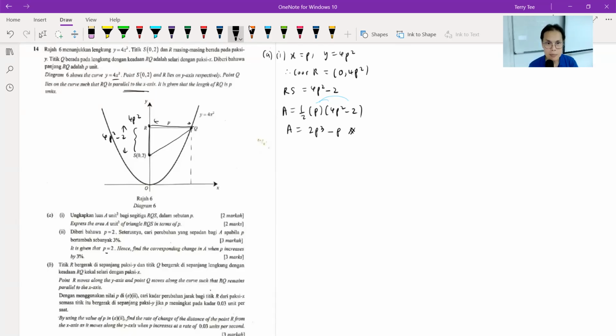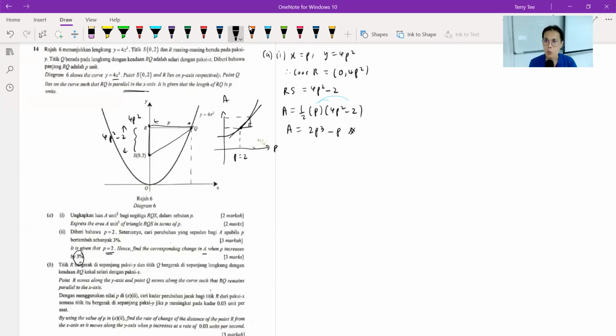Now, it is given that P is 2. Hence, find the corresponding change in area A when P increases by 3%. Very interesting question. First of all, remember, this is an approximate change. If I sketch the graph of A versus P, when you increase your length P from 2 by 3%, your area A will also increase.